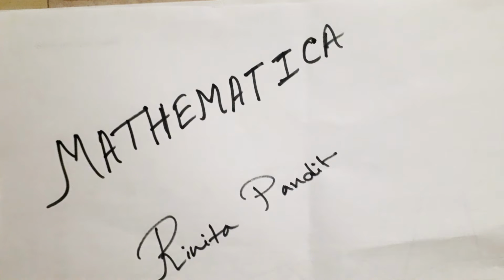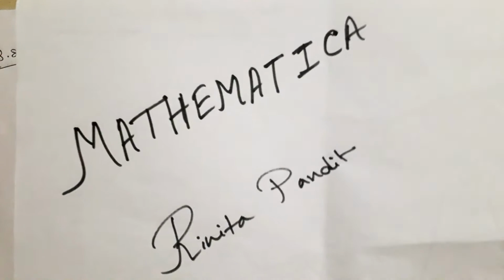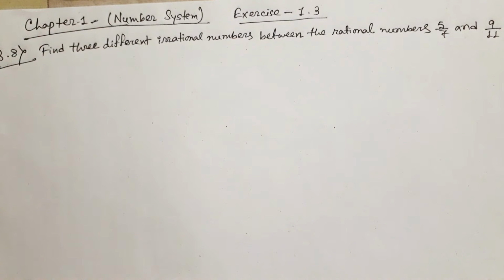Today in our first video, we are going to solve a problem of class 9 from the NCERT book, chapter 1, exercise 1.3, question number 8. Okay, so let's move to the question. The question is: find three different irrational numbers between the rational numbers 5 by 7 and 9 by 11. Now to solve this, we have to find the decimal representation of the numbers 5 by 7 and 9 by 11. Okay, so let's do it.